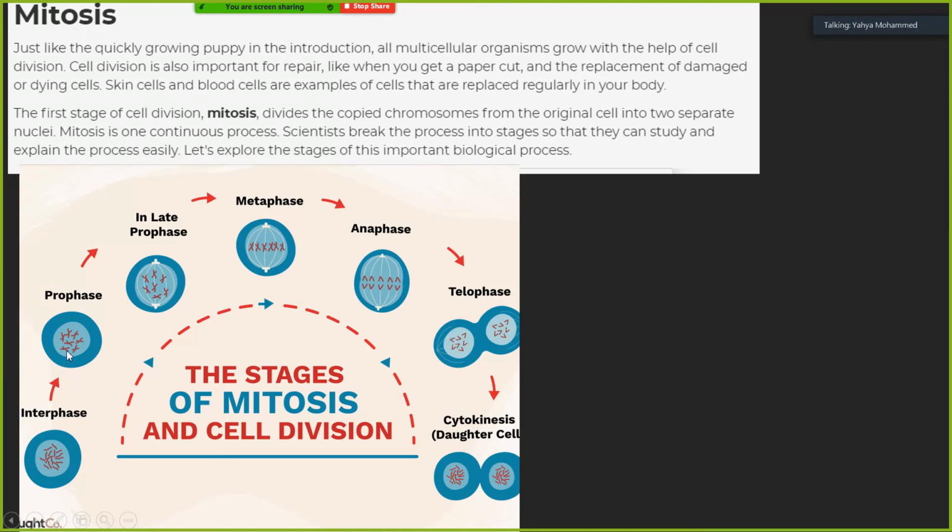In mitosis, you have prophase, then metaphase, anaphase, telophase, and then cytokinesis, where the cell actually divides into two pieces. Let's look at each of these more specifically.